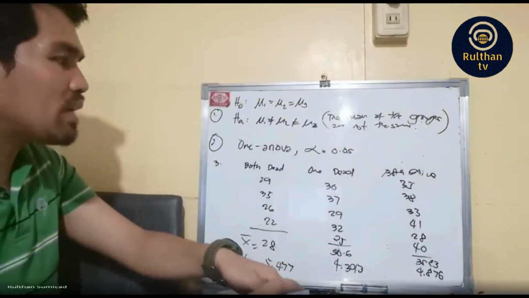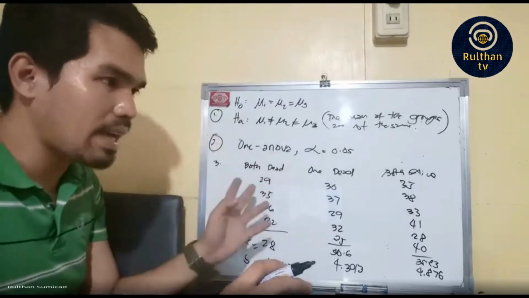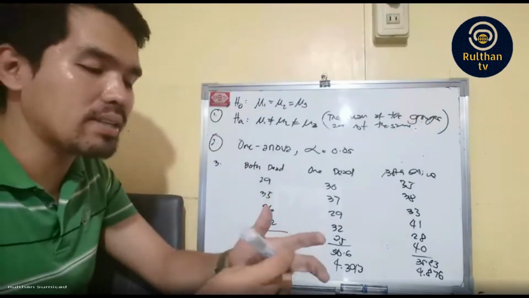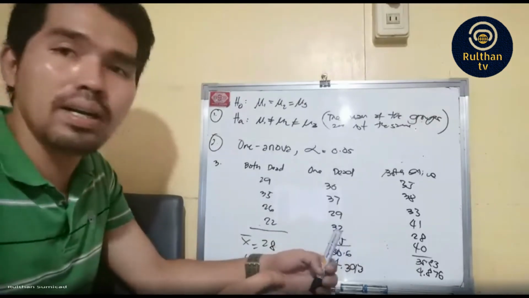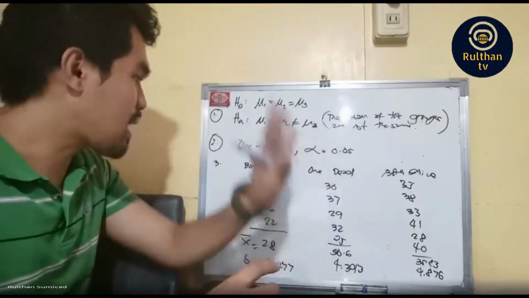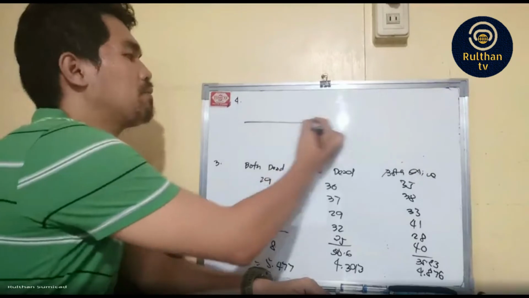So we have already our data. This is the gathered data. We selected the data set, and then we collected the data. Then this is now our partial of our gathered data. Next is step 4, where we will identify the rejection region. Step 4. So we will discuss it now.